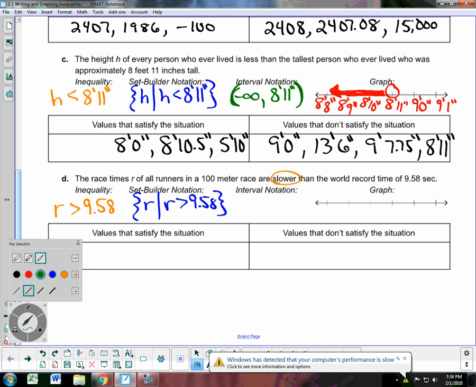Interval notation. So now we're going greater than. This is kind of similar to part A. Since it's greater, it keeps getting bigger and bigger and bigger. We can go to positive infinity. And we always use a parenthesis because you can't land on infinity. And then to the left, the smallest number is 9.58. But since we want all numbers that are bigger than that, we can't land on 9.58. Therefore, we use a parenthesis.